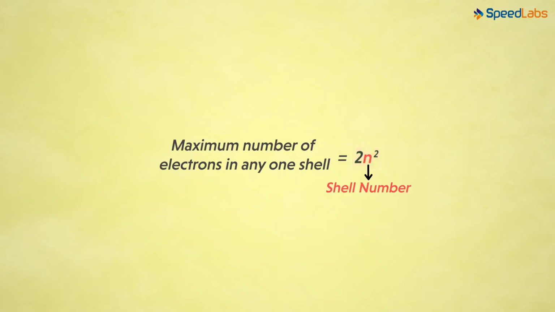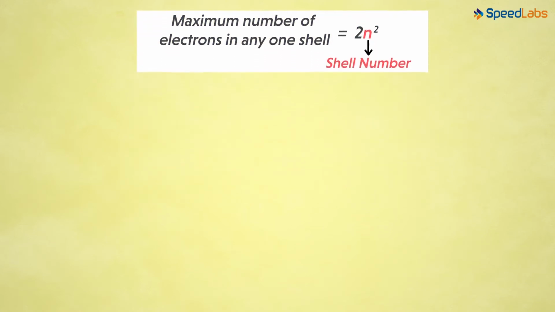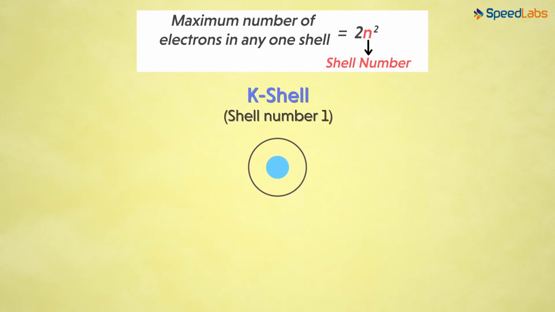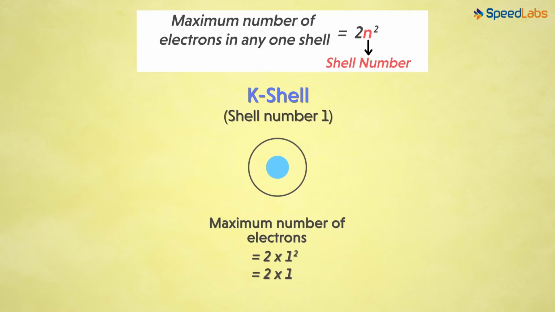Let's calculate the electron number in the shells of an atom to understand better. The first shell that we have is the K shell, right? That means the shell number is 1. So substituting the values we get, 2 times 1 raised to 2. That is 2 times 1. Thus, the maximum number of electrons in the first shell, that is the K shell, is 2.